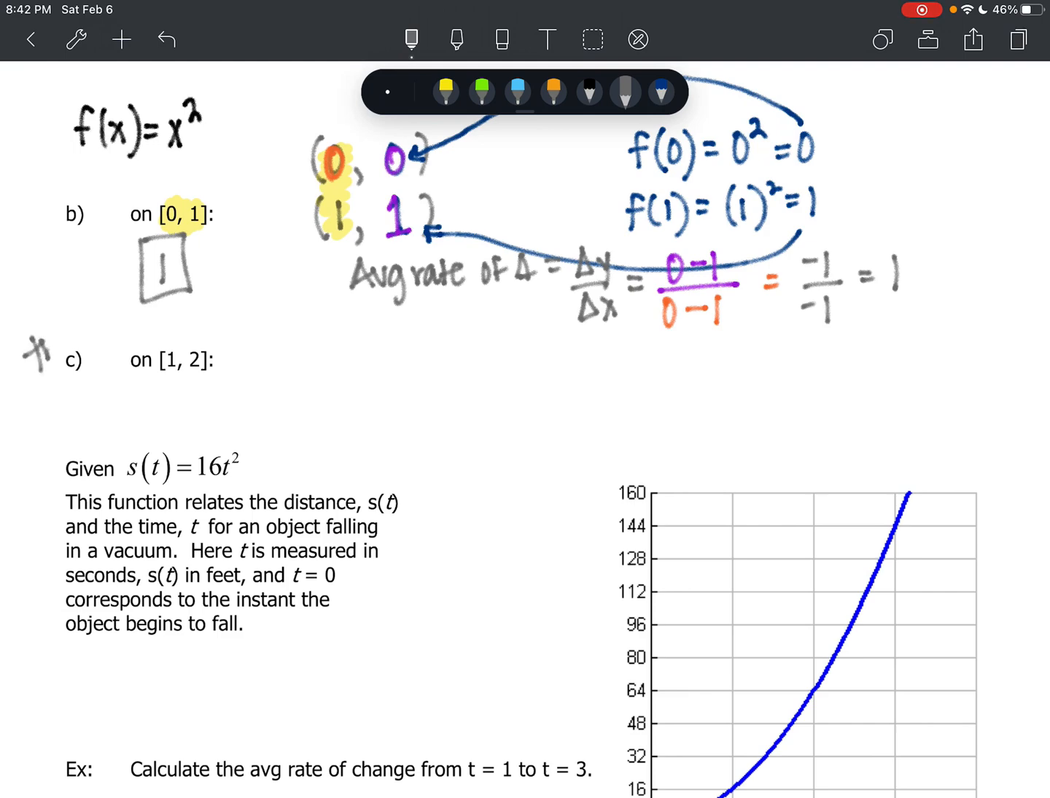Okay, you go ahead and try this third one. Find the average rate of change on the interval from 1 to 2 of f of x equals x squared. Press pause and then come back when you're ready to reveal the answer.